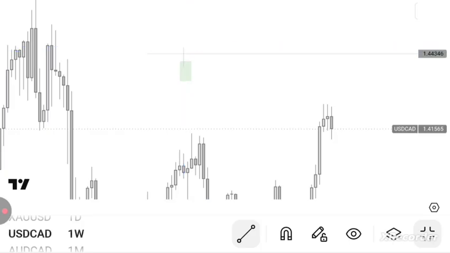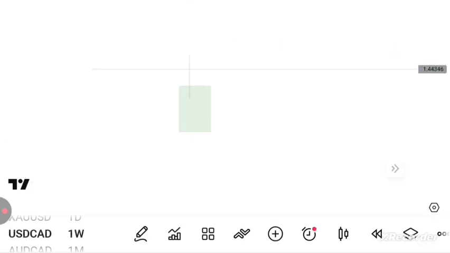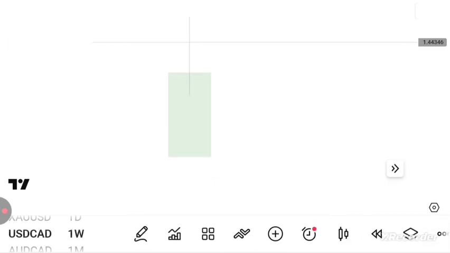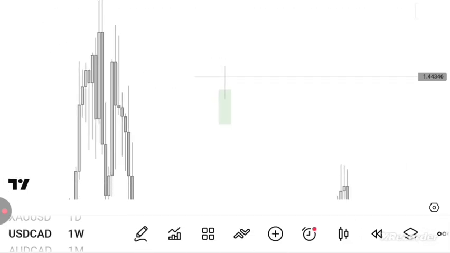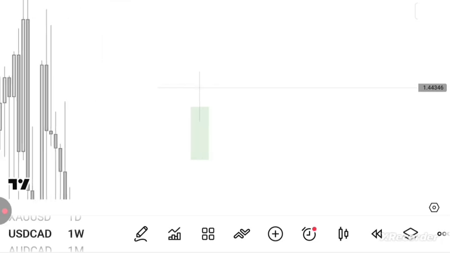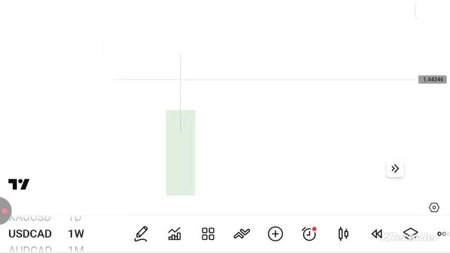Let's say something like this. Price rejects from this particular weekly key level, then gives me a closure from that same weekly key level. I want to see a rejection, and I want to see price close below that key level.